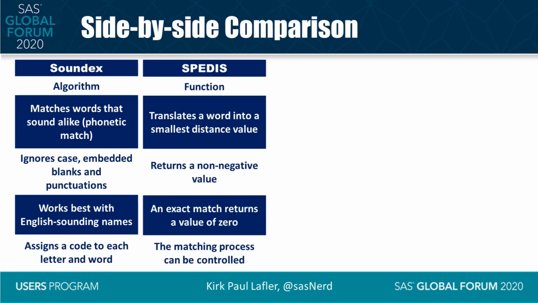The SPEDIS function translates a word into a smallest distance value. It returns a non-negative value. An exact match, when it occurs, returns a value of 0. The matching process can be controlled using the SPEDIS function.